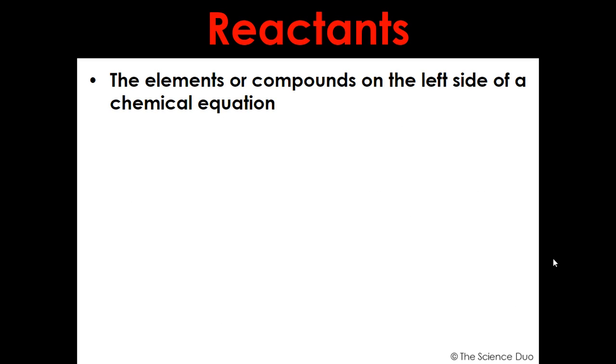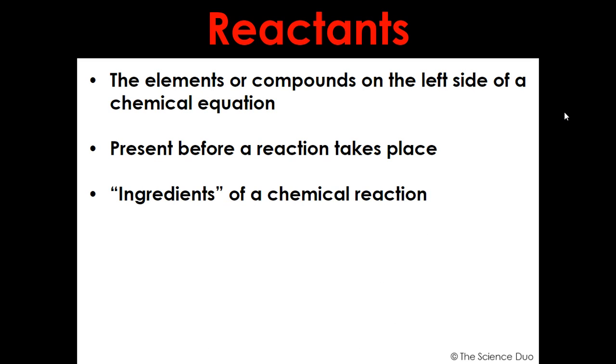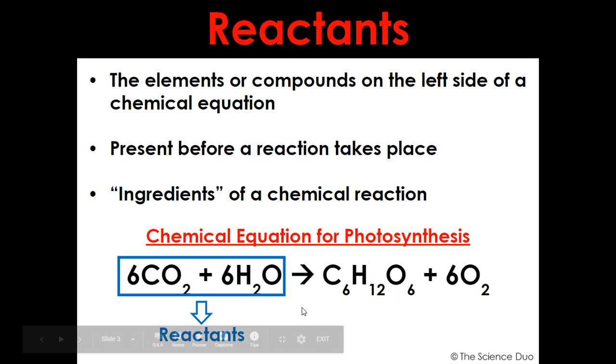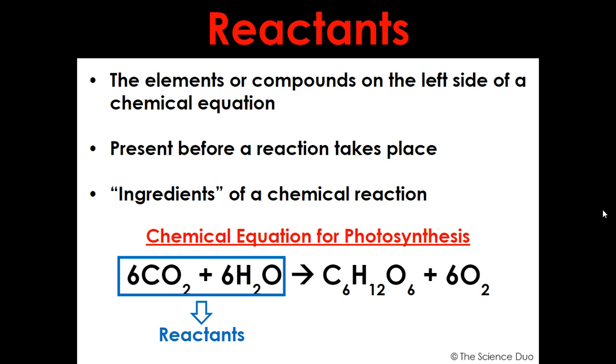So let's talk about reactants. Reactants are the elements or compounds on the left side of a chemical equation. Again, please understand it is the left side of the chemical equation before the arrow. It's present before a reaction takes place. And again, they are the ingredients of a chemical reaction. If we look at the equation for photosynthesis, the reactants are on the left side of the arrow. It's what we start with.